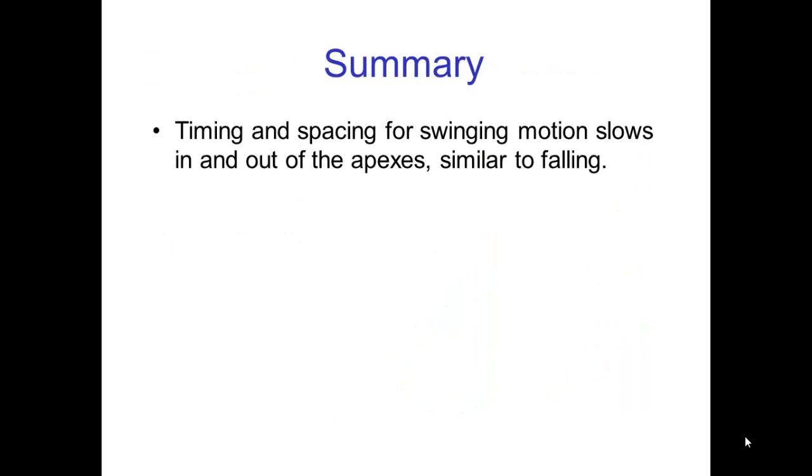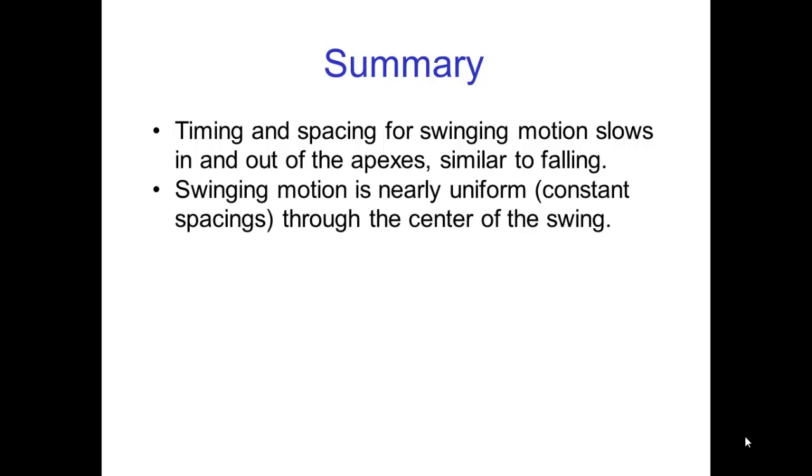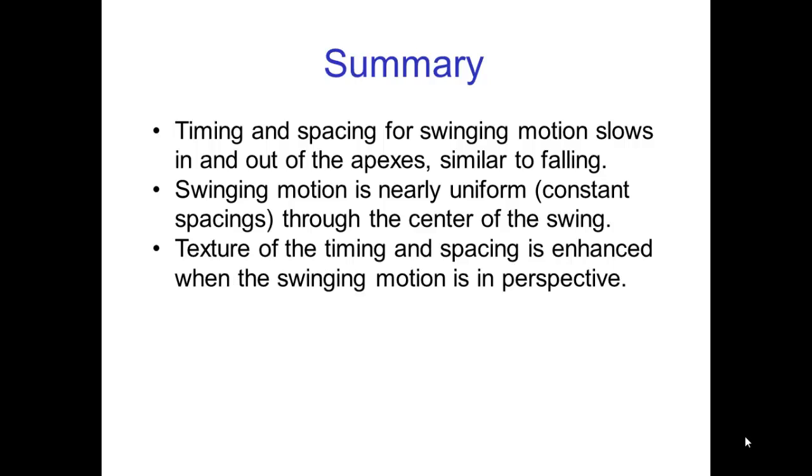In summary, timing and spacing for swinging motion slows in and out of the apexes, similar to bouncing. Swinging motion is nearly uniform, that is, constant spacings, through the center of the swing. Texture of the timing and spacing is enhanced when the swinging motion is viewed in perspective.